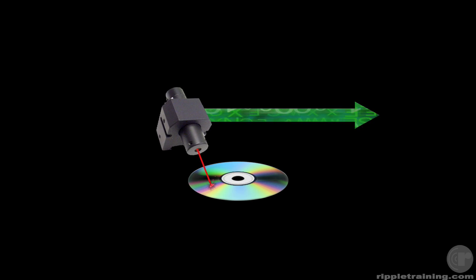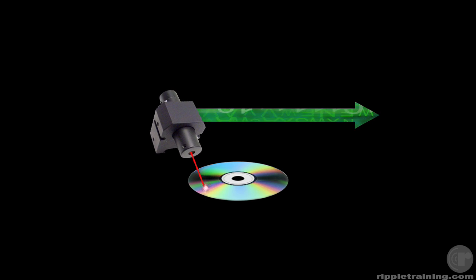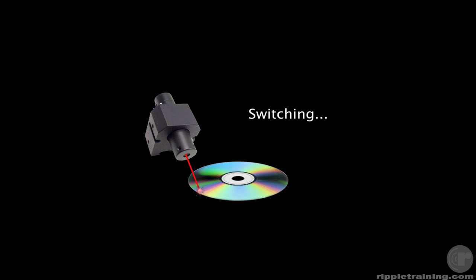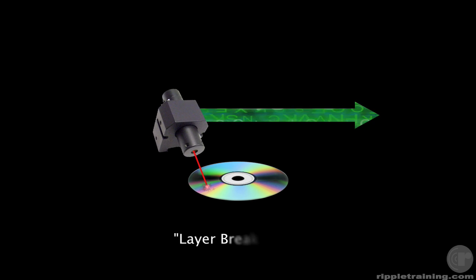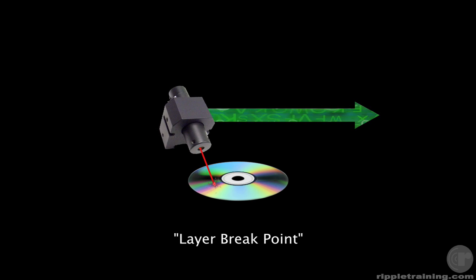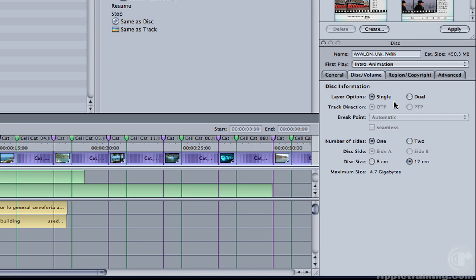The advantage of a dual-layer DVD is that the disk can hold almost twice the data of a single-layer DVD. The downside is, at some point, the DVD player must switch from one layer to the other, creating a temporary pause in playback. The point at which the player switches is called, appropriately, the layer breakpoint. While this pause cannot be eliminated entirely, it can be minimized using the settings in the inspector.